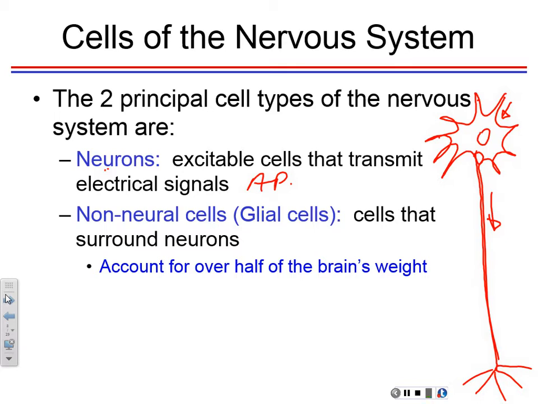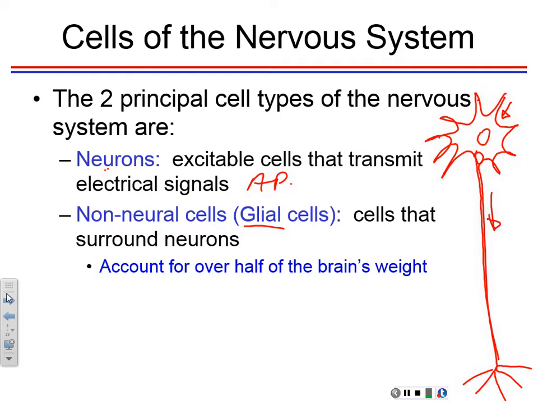Because neurons are so important and they don't divide, and you need them, you have a lot of support cells called neuroglial cells. For short, you can just say glial cells. Glial cells is a well-accepted abbreviation for that. So, neuroglial cells support and account for over half of the weight of the brain. The rest are neurons and a little bit of extracellular space.